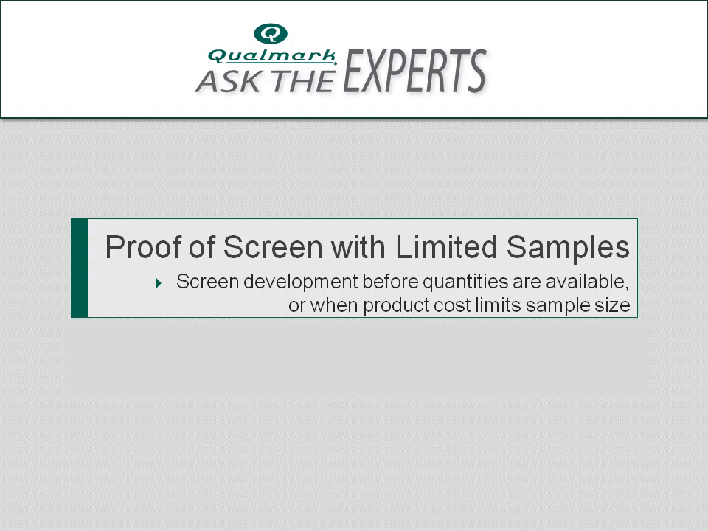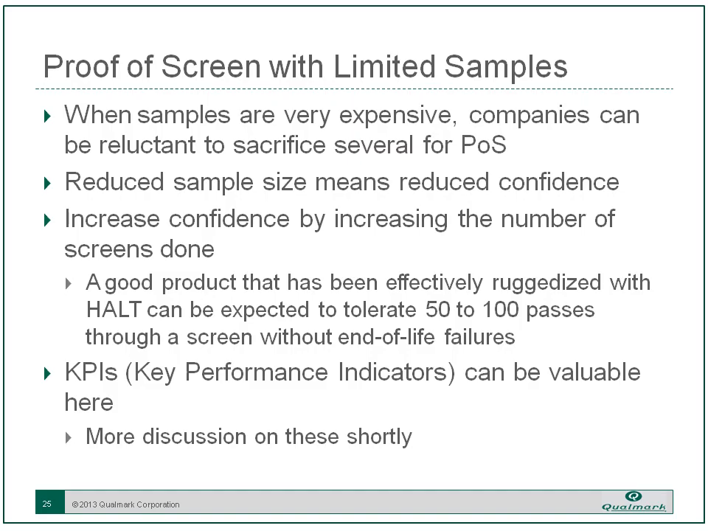Now, a question that we run into a lot of times. Look, I've got a $10,000 unit here. You want me to use 10 of them in proof of screen. You're out of your mind. What can I do with just 1 or 2? Well, you know what? We can do that, but it's very simple. When you reduce your sample size, you've reduced your confidence. The way to increase the confidence is to increase the number of passes you do through the screen.